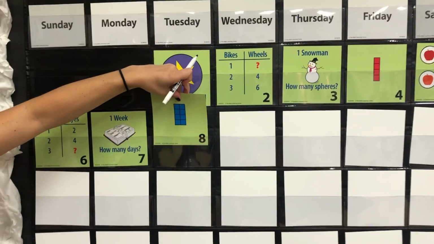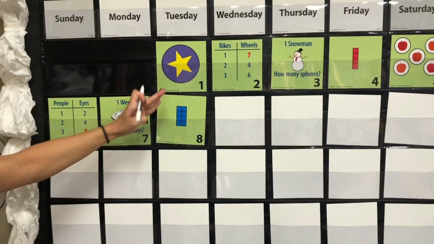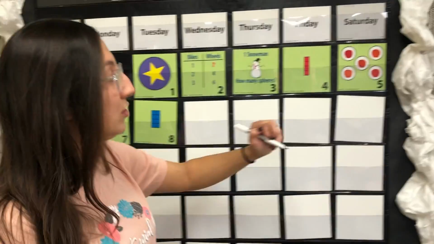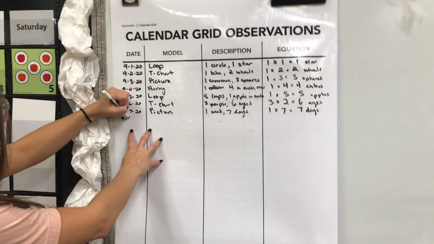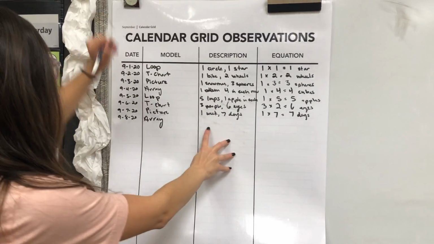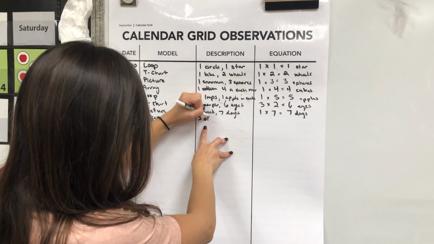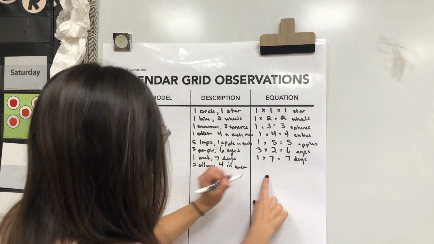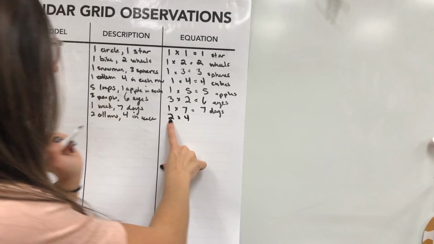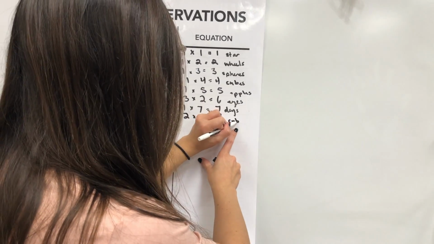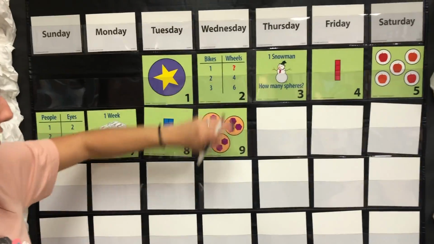All right, flipping my next card. Remember, this is called an array. I have 2 columns going down, and I know that I have 4 in each of those columns. So coming over, I will write my date. I have an array. Okay, remember, I saw 2 columns with 4 in each. Writing my equation, 2 times 4. 2 times 4 equals 8. And remember, I saw those little cubes. 8 cubes total.